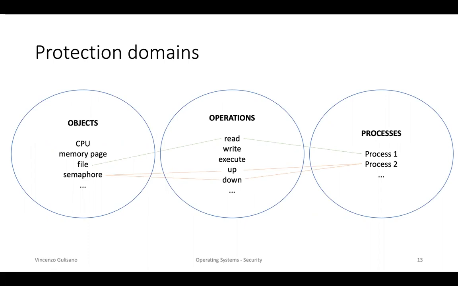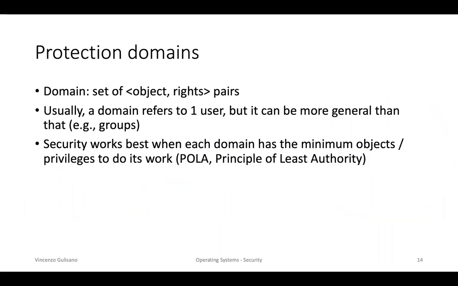To answer such a question, we can note that each system is composed of a set of objects, could be both hardware and software. Each object can be manipulated through a set of operations, and such operations can take place within the execution of processes. A domain is a set of object-rights pairs that refer to one user or a group of users. According to the principle of least authority, security works best when each domain has the minimum object privileges required to perform a certain task.